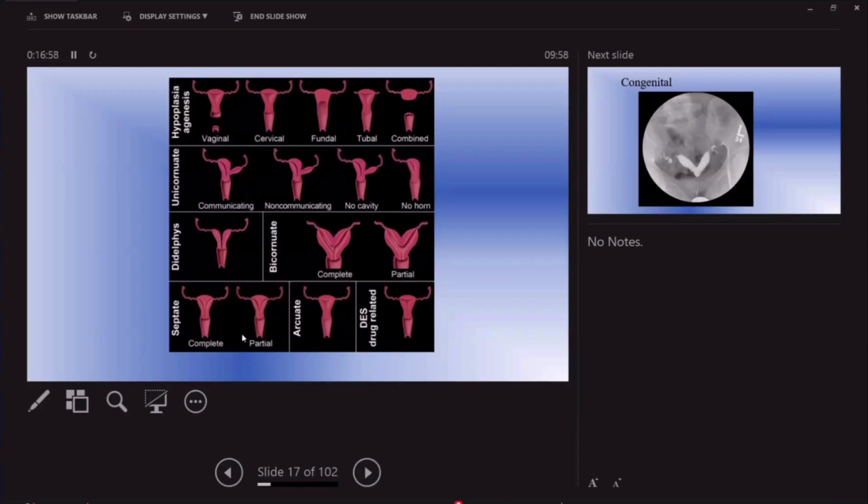And always remember, there are two types of septated uterus. You have the complete septated uterus and you have the partial septated uterus. So if I compare the partial to the arcuate, you can see that the depth of the septum is going down. If I measure it, it's going to be more than 1.5 centimeters.